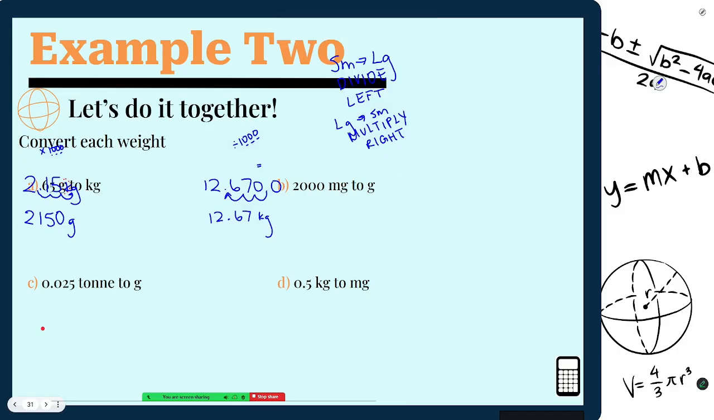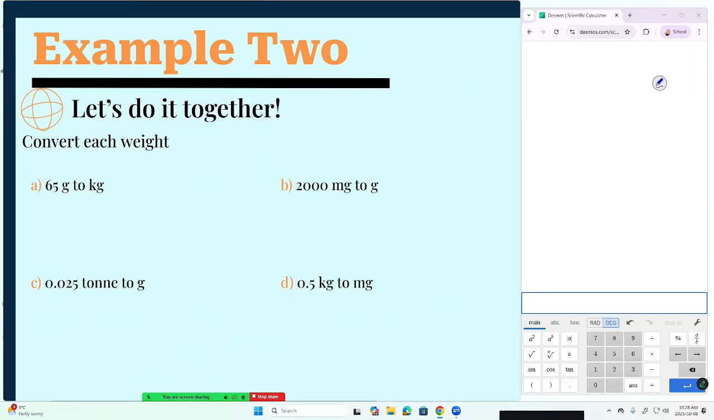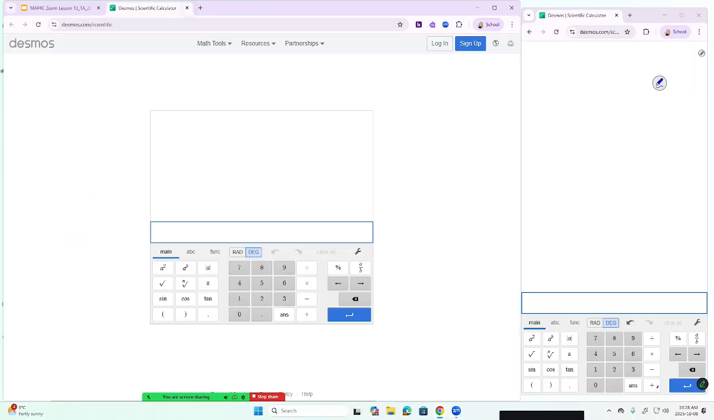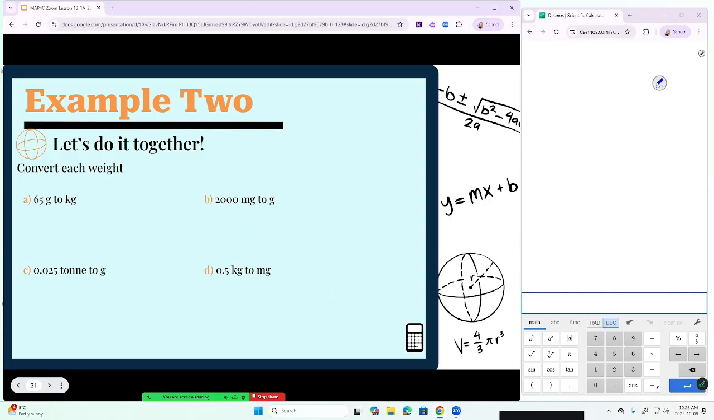Here we have more converting practice, converting each weight, but it's not just all by 1,000. So let's try some of these for practice. Here it says convert each weight.